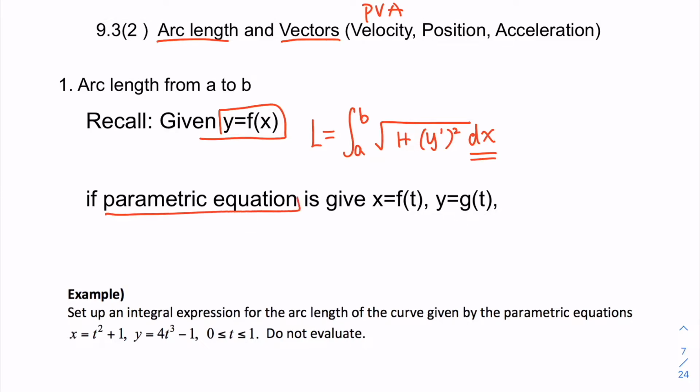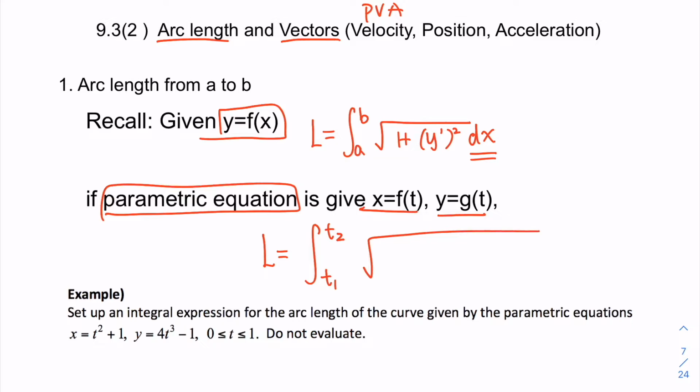And if the parametric equations are given, x is a function of t and y is a function of t, the arc length formula is the integral from t1 to t2 of the square root of (dx/dt) squared plus (dy/dt) squared. We are integrating with respect to t here.